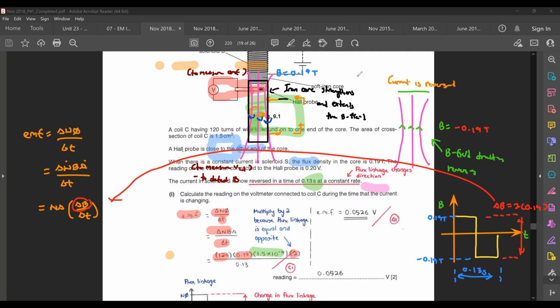Yeah, one thing to be careful about is your units again. 1.5 centimeters squared, you need to change it back to meters. So times 10 to the power minus 2 meters squared. So it's 1.5 times 10 to the power minus 4 meters squared. That's why there's a 10 times 10 to the power minus 4 here. So eventually your EMF value will give you 0.0526 volts.